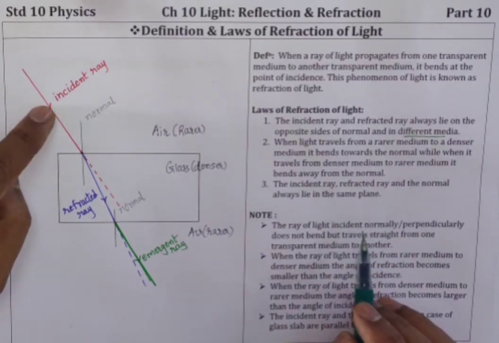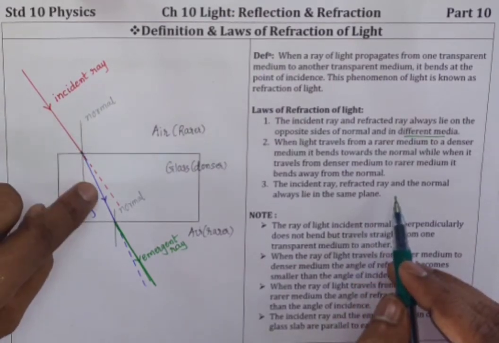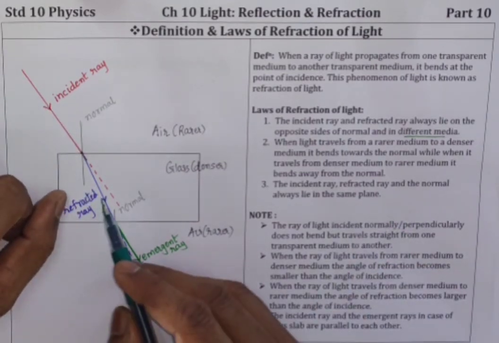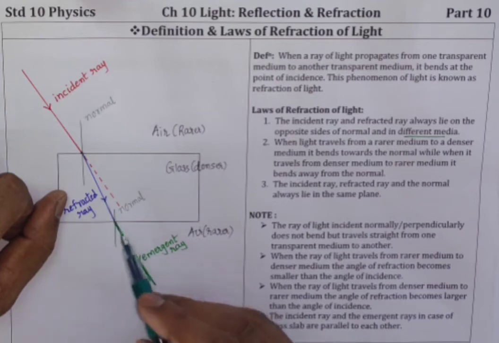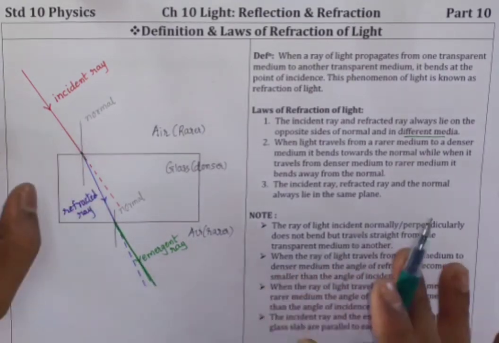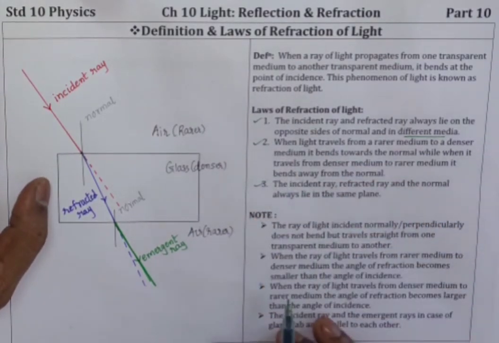The incident ray, the red ray, the normal, that is the pencil work, and the refracted ray, they always lie in the same plane. If you consider the blue ray as the incident ray, the normal is here, and the green ray, the refracted ray, then they all lie in the same plane. So these are the three laws of refraction of light.